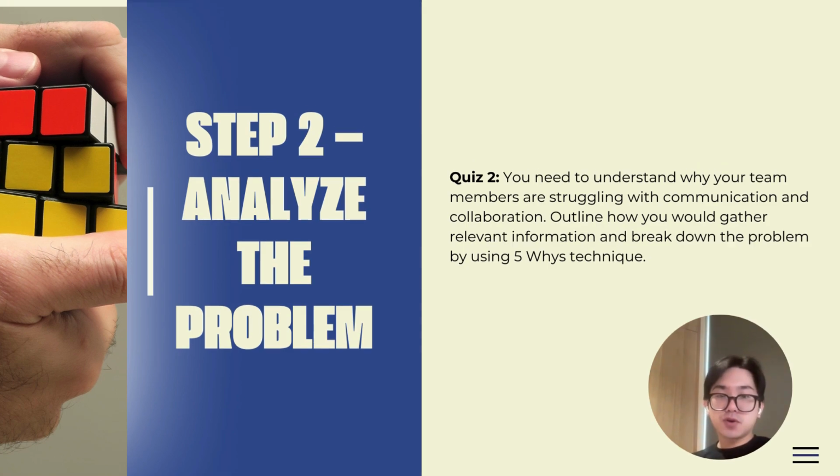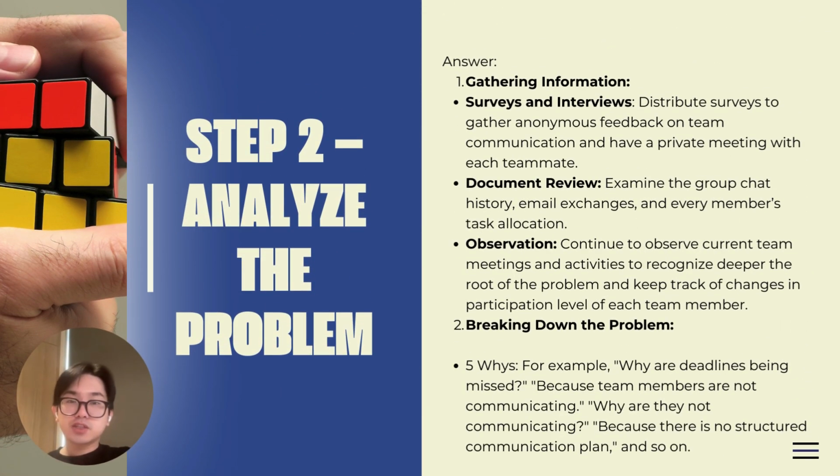So you have 5 minutes to answer the question. You can pause this video. Here is the answer for this question. So to gather information, we will distribute a survey for anonymous feedback on team member communication and hold private meetings with each team member. We will review group chat history, email exchanges, and task allocation to spot patterns. Additionally, we will observe current team meetings and activities to understand the problem better and track participation levels.